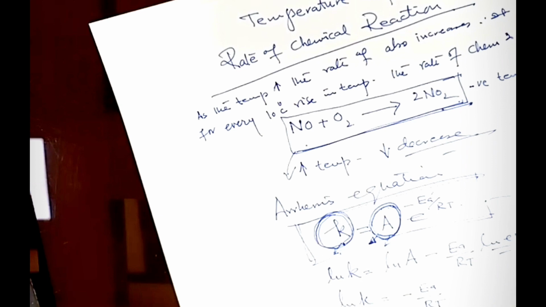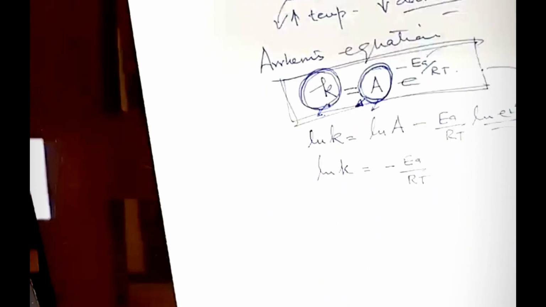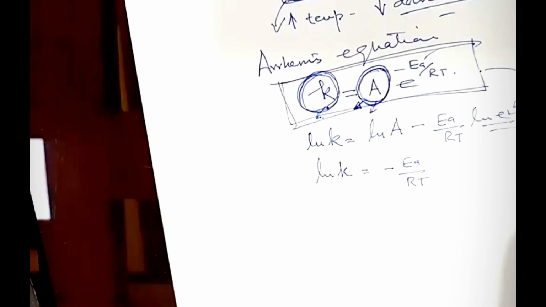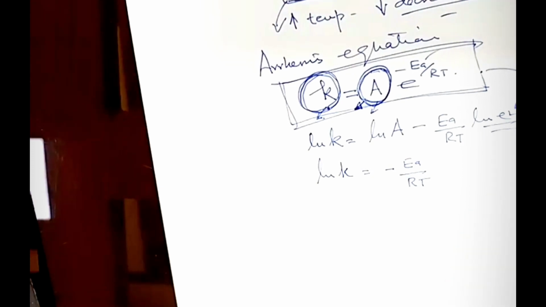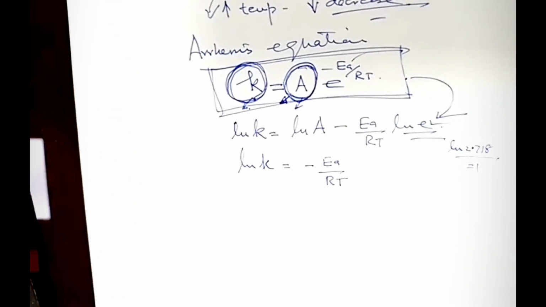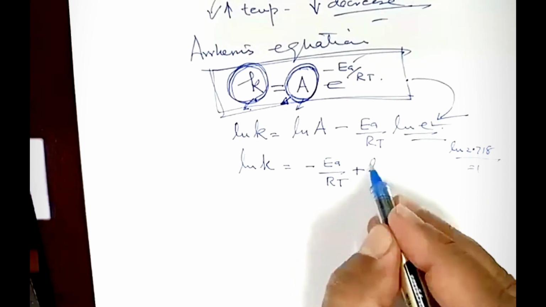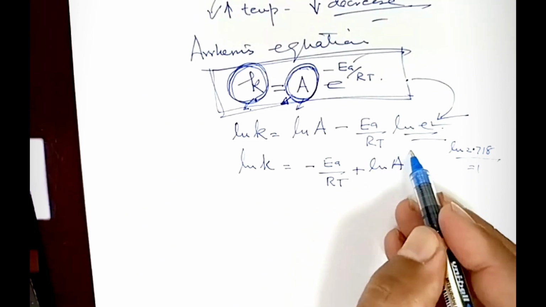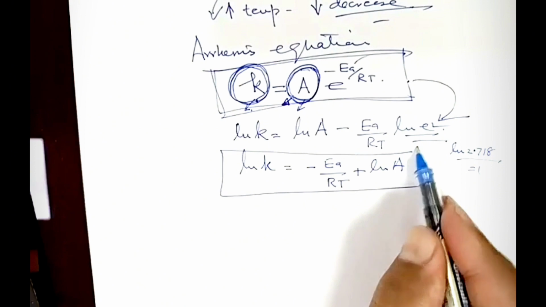Log e is the Euler number, 2.718. If we take the logarithm of this, it is equal to 1. Therefore, log of e is equal to 1. So this equation will take this shape in this form.